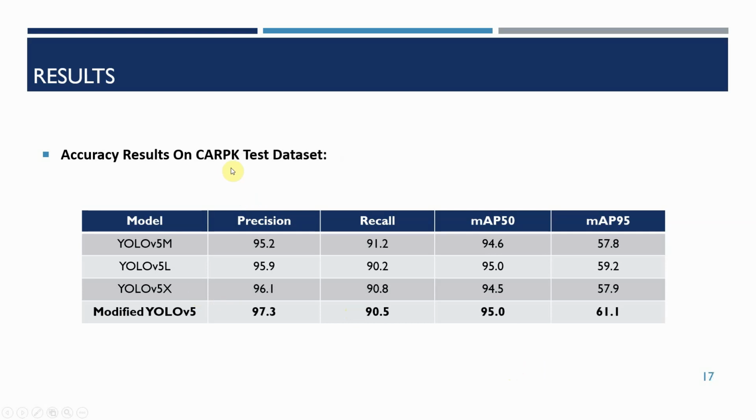Since the car parking dataset is less demanding, all of the models performed well, but our modified model has a higher mean average precision 95 metric, which means that it predicts slightly more accurate boxes.